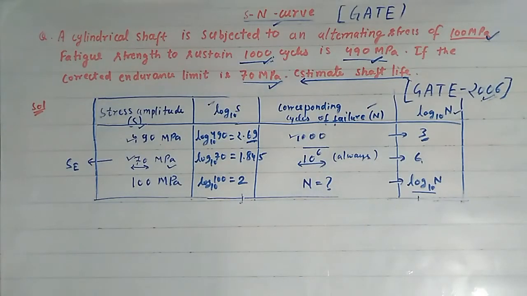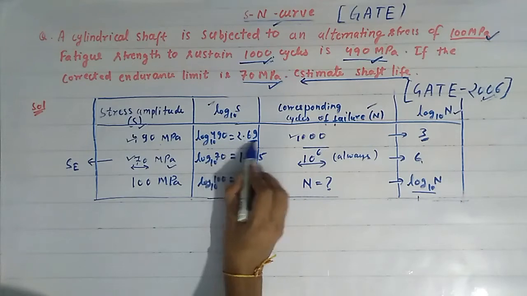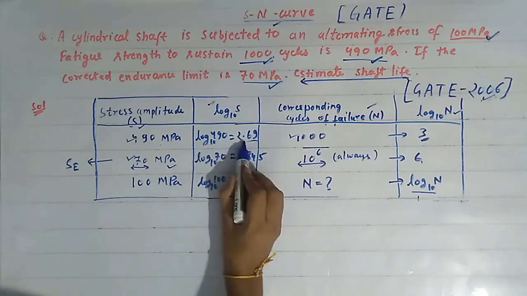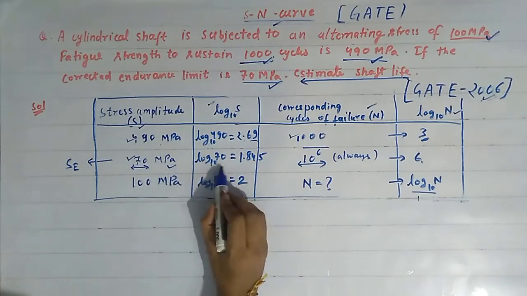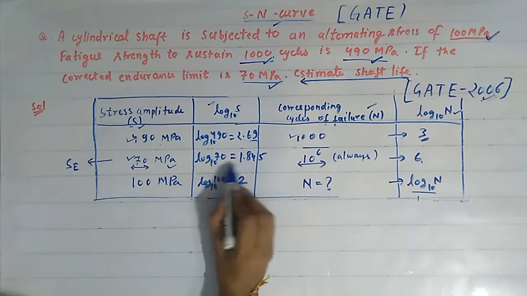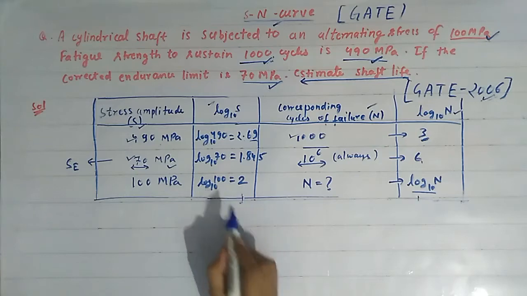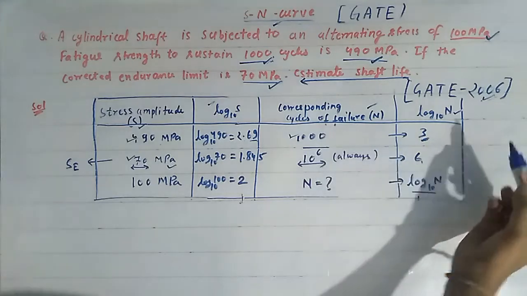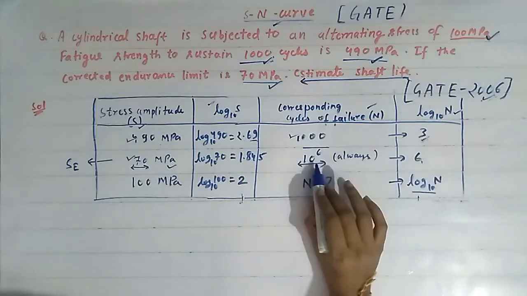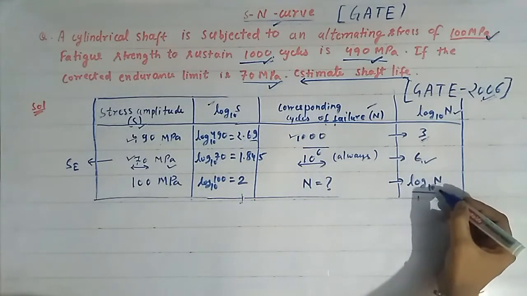The first step in solving is to take the log. We have taken the log of 490 megapascal, which comes to 2.69, the log of 70 megapascal, which comes to 1.845, and the log of 100 megapascal, which comes to 2. We have also taken the log of the number of cycles to failure, which is 3 in the first case, 6 in the second case, and log 10 N in the third case.